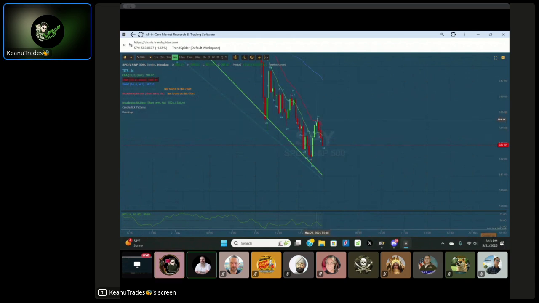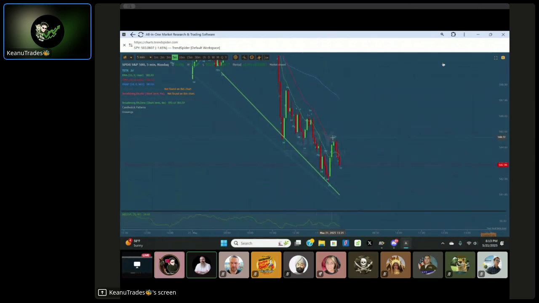And I drew this, so this is on my screen right now. That falling wedge that's on yours, so that's good. Right here is where I got in the trade. This bear flag right here.